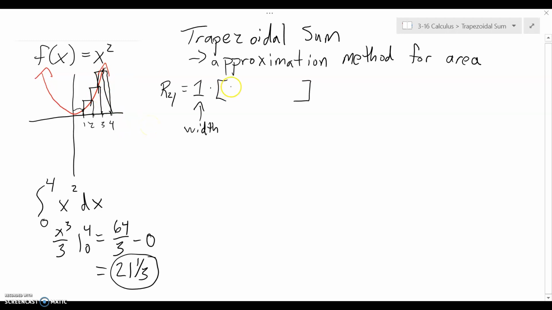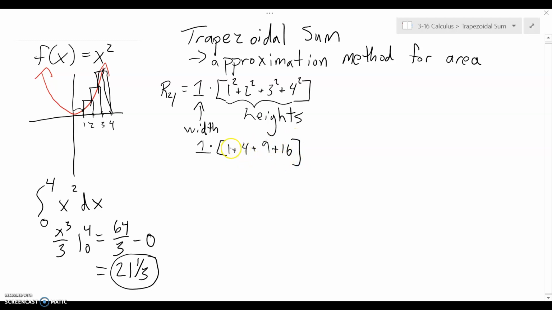So I'm going to take 1 and square it. That's 1. Then I've got 2 squared, 3 squared, and 4 squared. Those are the heights of those rectangles. And then the 1, of course, is a width. So I'm going to take 1, the width, and I'm going to multiply by each of those 4 heights, or an easier way is simply to add all those together. 1 plus 4 plus 9 plus 16. And when you add those values together, you've got, what is that? 20, 30. So we'd have 1 times 30. So R4 is 30. And that's an overestimate by quite a bit, actually.